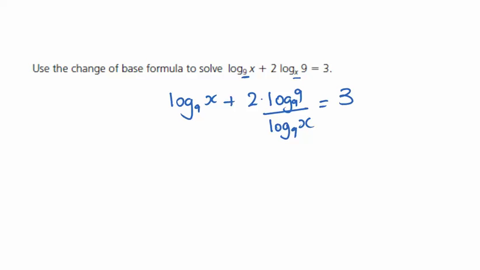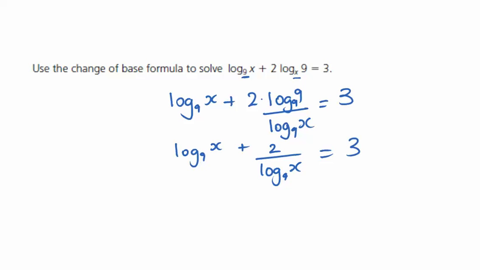Now why is that useful? Well, first of all, you might notice here I've got log of 9 base 9, which if you think about what that is, that's just the number 1. So let's just put that in, that might make it easier for us to see. So two lots of 1 over log of x base 9 is equal to 3. So we've got an equation to solve.